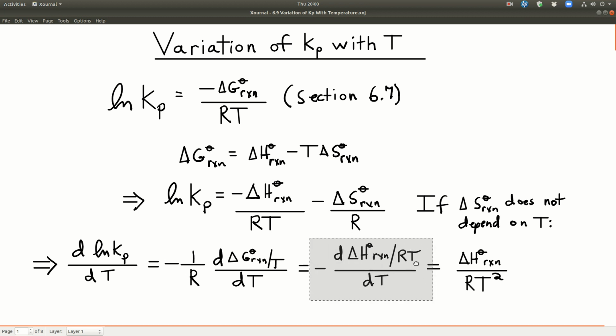And that's easy. Again, once more, assuming that delta H does not change with temperature over the temperature range of interest that we're talking about, then we can ignore the temperature dependence of delta H of reaction, and the derivative is easy. It's just negative 1 over T squared. Negatives cancel. We get this. Nice equation.